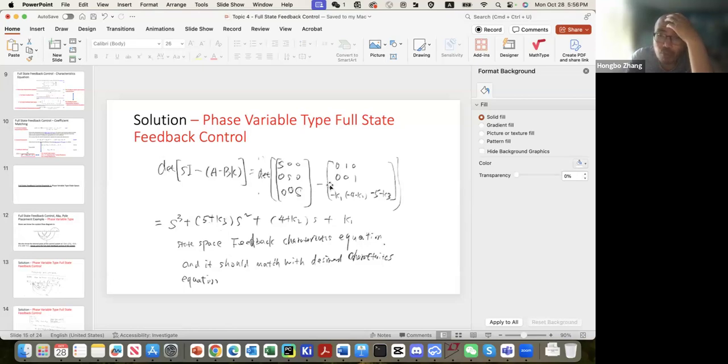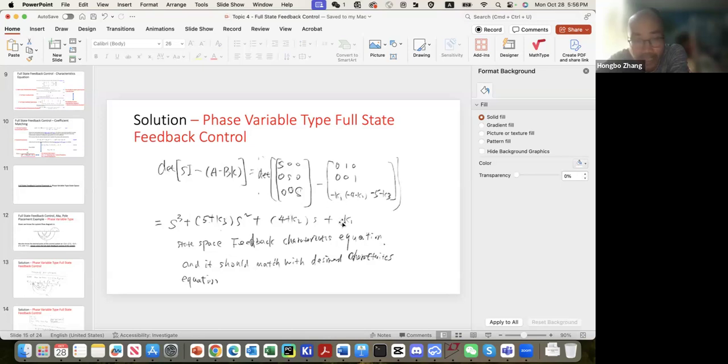We can simply move the last term to the front, the middle term to here, and the very beginning term to the last term. That's for phase variable. We talk about the determinant. If you say I'm very lazy, I don't want to calculate, I'm very bad at calculating matrices, if you really forget how to calculate a determinant, there's a shortcut for you. This 5 plus K3, you change the sign and move here. 4 plus K2, move here. K1, move here. You change the sign a little bit.